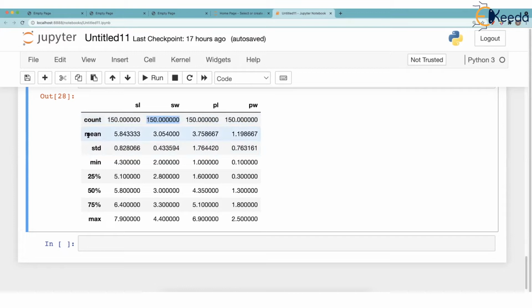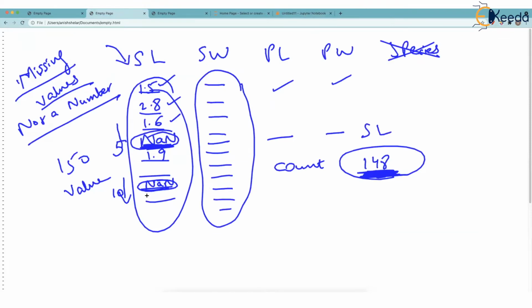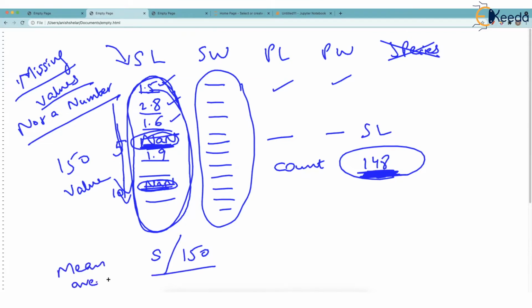Next row, you just check mean. 5.84 of sepal length. What does it mean? Mean is a very interesting value. What mean does is it adds all these values, just add all the 150 values. It will come to some constant, let's say S is the sum. Then divide this by 150, because 150 is the number of values. Assuming none of the values are NaN, all the values will be summed up and divided by 150. This is known as mean. Mean is nothing but average.